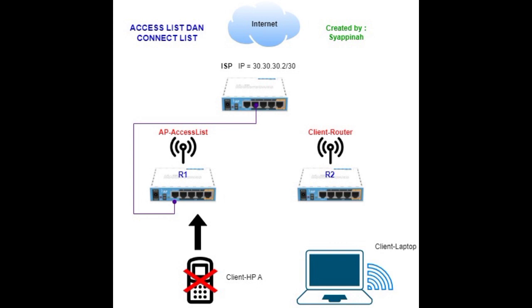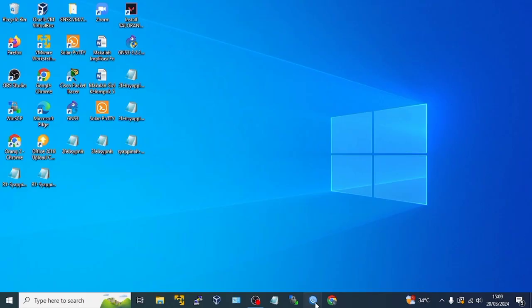Prepare one laptop, 3 router boards, 3 Ethernet cables, and 2 handphones. Number 1. I have set the ISP router. This ISP router is used only for internet access, which will later spread internet access to the server router and client router.